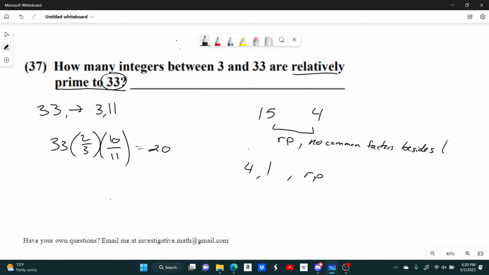But we have this extra stipulation, right? Since it's between 3 and 33, we can't include 1, 2, or 3. We can't include those ones. And so we're going to have to subtract out the ones that are also relatively prime. So 1, we established that's going to be relatively prime. 2 is also relatively prime, right? Because 33 does not share any common factors with 2. 3 will not be relatively prime because they both share that factor. So you just subtract out those 2, and you end up with 18.